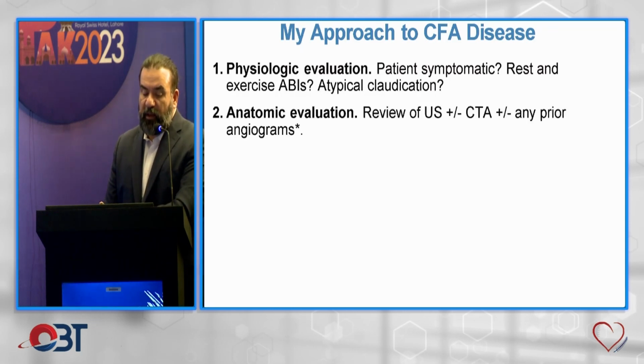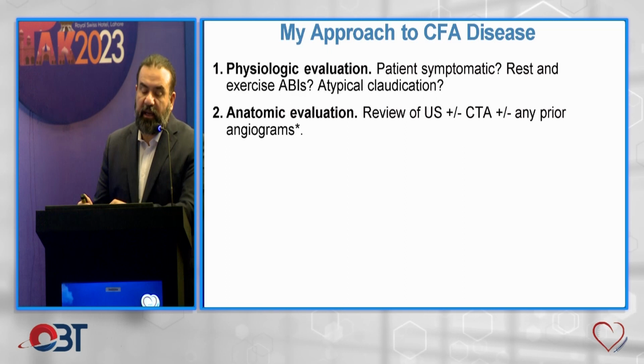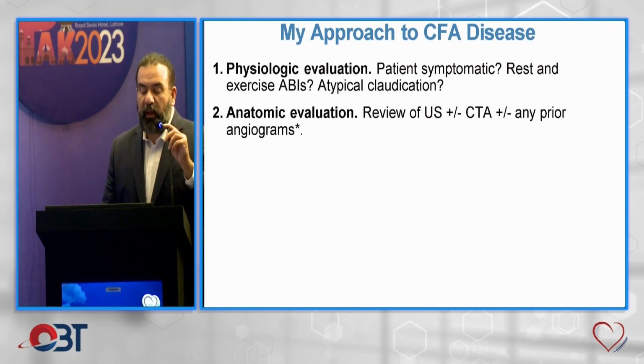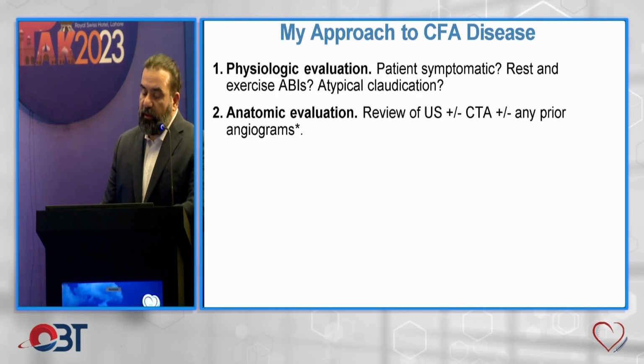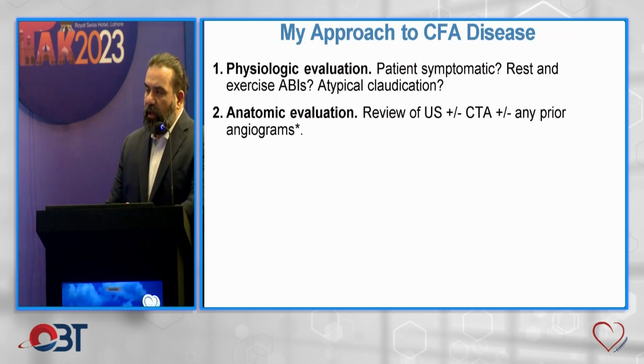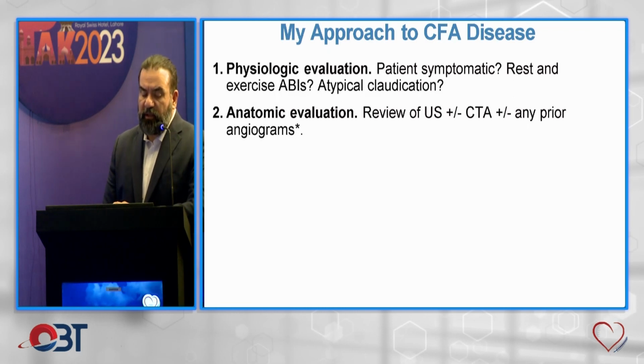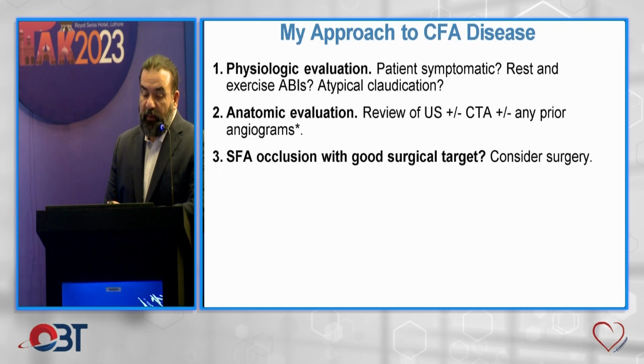After the physiologic evaluation, you can do an anatomic evaluation. Many times this involves review of a well-done ultrasound. If the patient has had a CTA, or you can order a CTA, because oftentimes the plaque is posterior, you can see that on a CTA. And if there are any prior angiograms. For me, for example, if the patient has had a coronary procedure in the past, I'll go back and look at the angiogram, because more often than not, if it's femoral access, we do take a CFA angiogram.